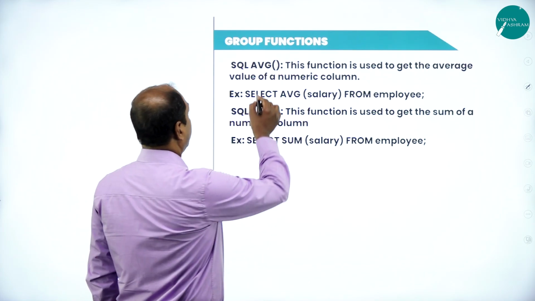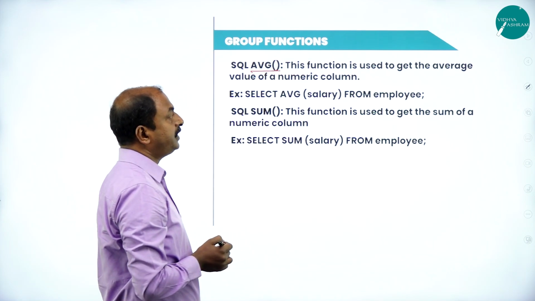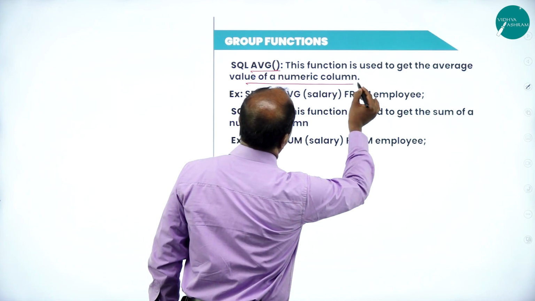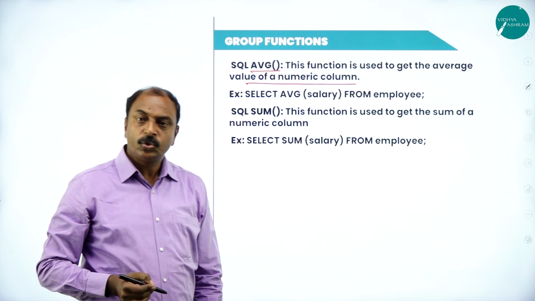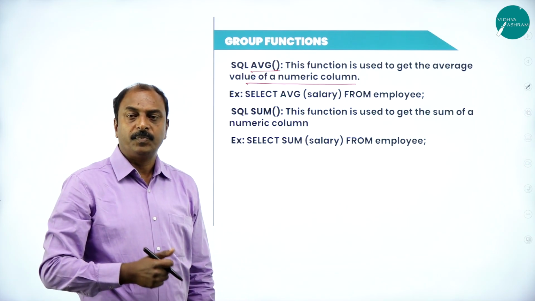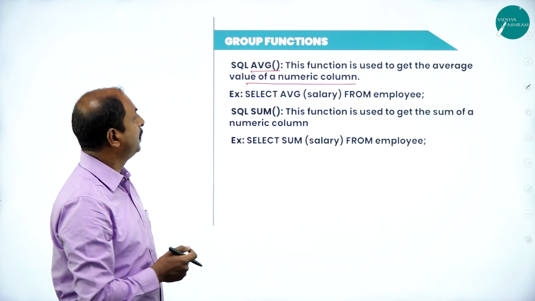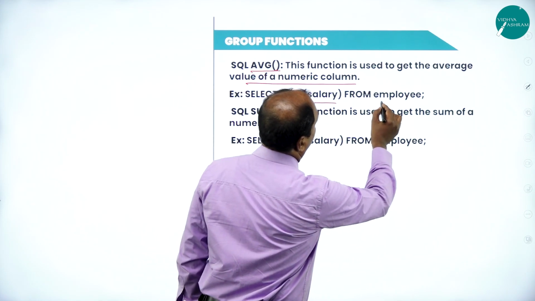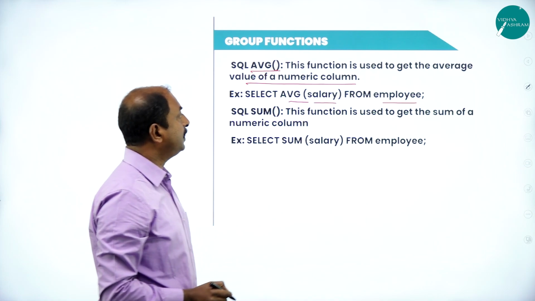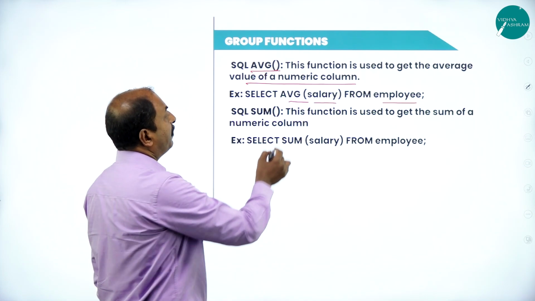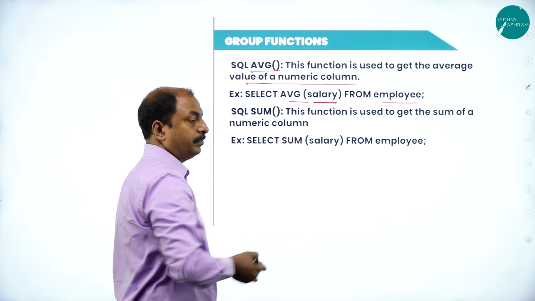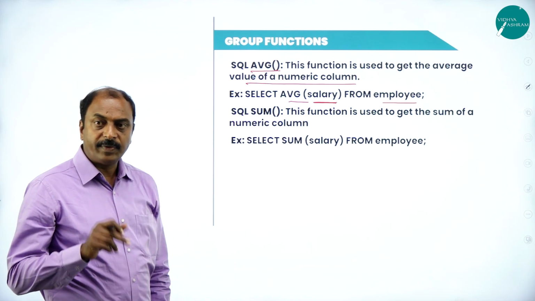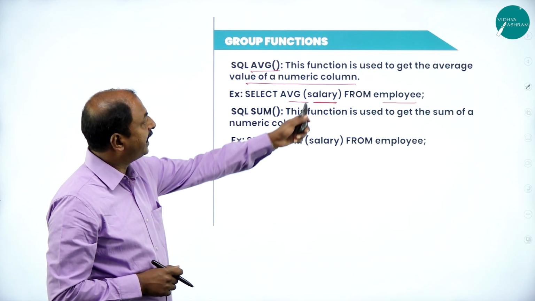Next one is the average function. It is used to get the average value of numeric columns, to find the average of values in a particular column. For example, SELECT AVG(salary) FROM employee. Employee is the name of a table. It is going to calculate the average values of the salary column.